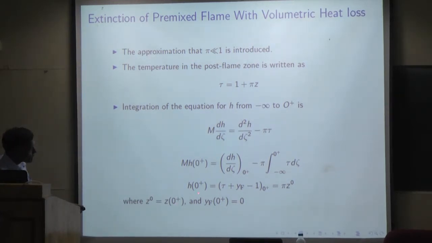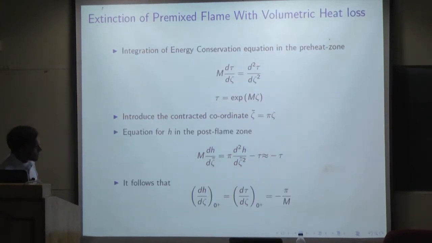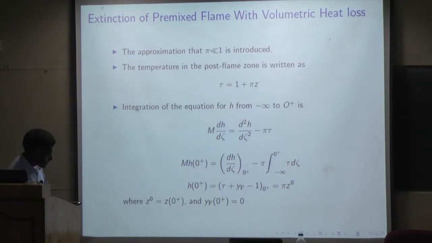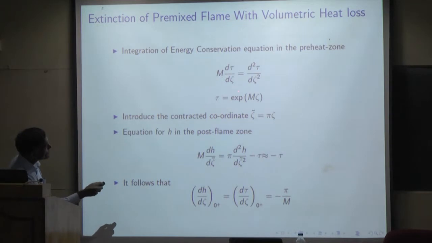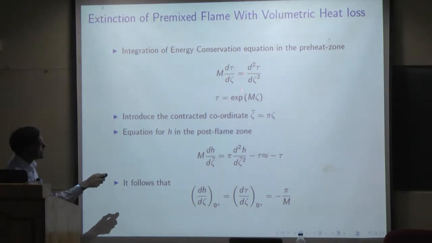So now I have evaluated the first term. Now in the next term we'll evaluate that derivative. But prior to doing that, I'm going to integrate the energy conservation equation in the preheat zone. There's no reaction there, so if you integrate that, tau is given by this expression: tau equals exponential of mz. That comes from integration of that equation.